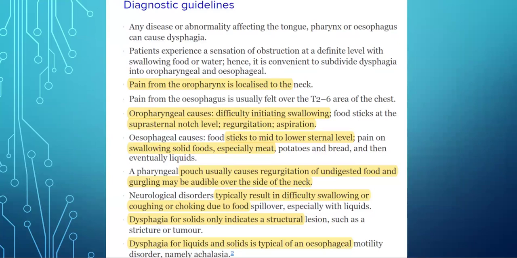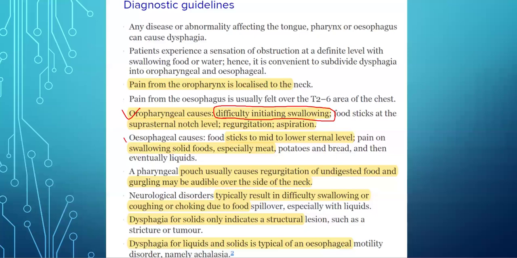So it's also important to understand that with oropharyngeal causes, the patient will complain that they have difficulty initiating swallowing. Okay, so that means they have trouble initiating the swallowing, which mainly happens in neurological causes like a stroke patient, myasthenia gravis patient, or MND patient. They have difficulty initiating their swallowing, and they feel that their food gets stuck at the suprasternal notch.